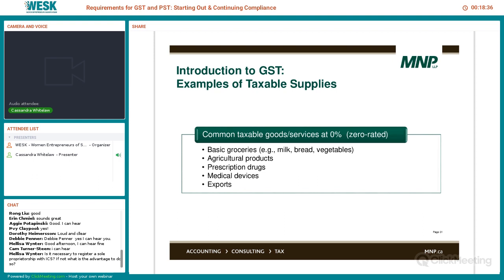These are things like basic groceries, agricultural products, prescription drugs, medical devices, as well as often things that are taxable when sold in Canada. If you're directly exporting them outside of Canada, those may fall into the zero rating provisions as well.